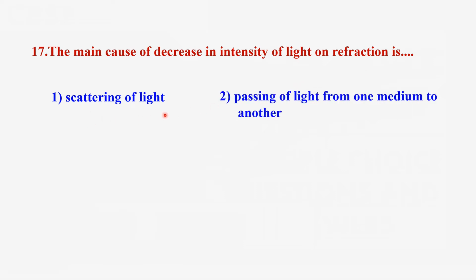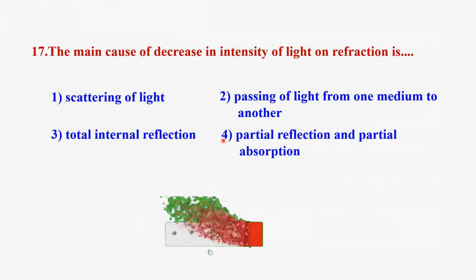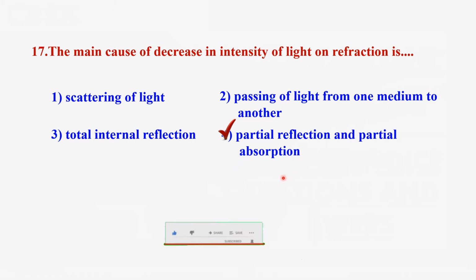First one is scattering of light, second option is passing of light from one medium to another, third one is total internal reflection, fourth one is partial reflection and partial absorption. So which option is correct? Fourth one is correct. Partial reflection and partial absorption is the main reason for the decrease in intensity of light on refraction.